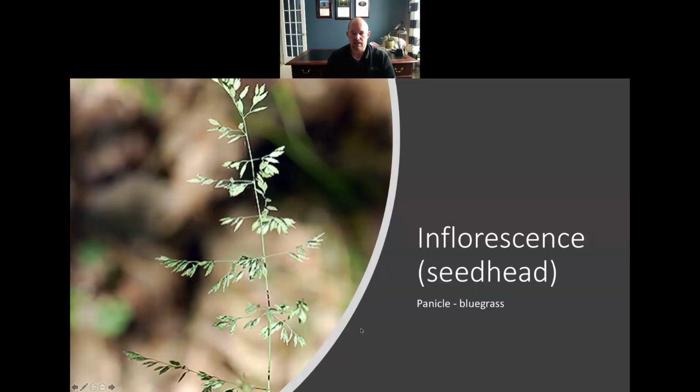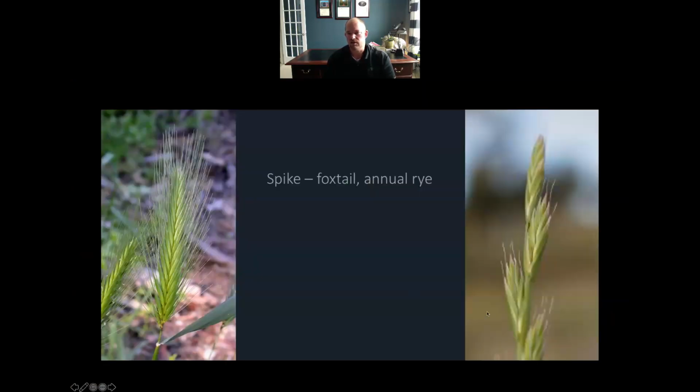So again, this would be a bluegrass panicle. So this would be the panicle inflorescence or seed head. And again, this would be a bluegrass. So it shows you how you have these long petioles coming off, and then you have the little flowers or florets on this petiole extending from the main stem. Okay. These would be examples of spikes. So on the left here, we have foxtail. You may have seen this growing in some meadow areas. So you see again, there is a petiole there, but it's very, very tight to the stem. Almost can't tell it's there.